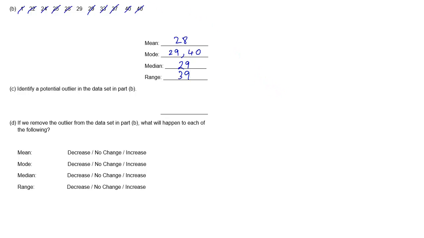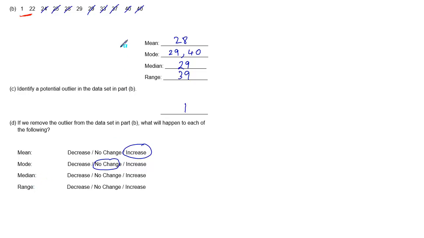We're now asked to identify a potential outlier. Now, if we look here, there's a big gap between 1 and 22, so 1 is our potential outlier. If we remove the outlier from the data set, what will happen to each of the following? So the mean, will it decrease, no change, or increase? Well, we're removing a very small number from the data set, so the chances are it's going to increase. There'll be no change to the mode. We're still going to have two 29s and two 40s.